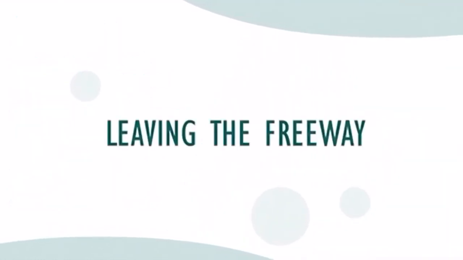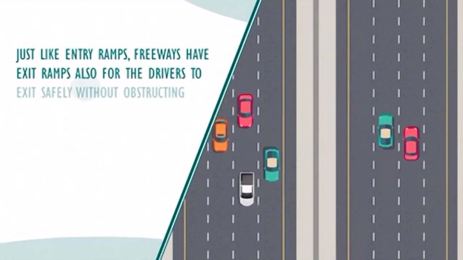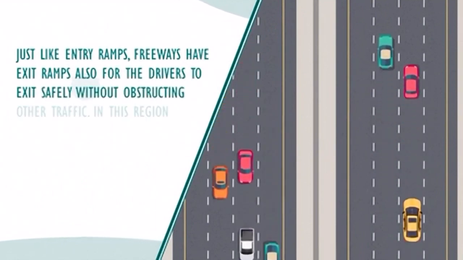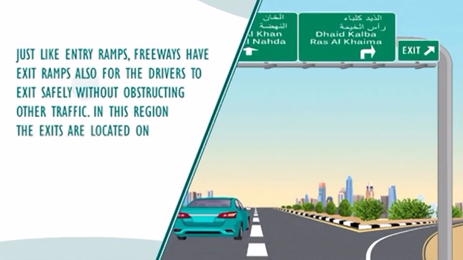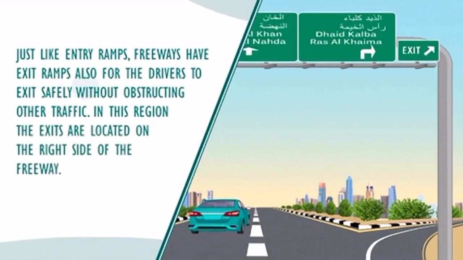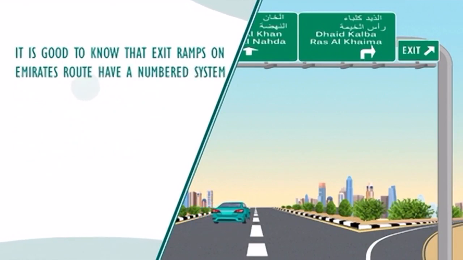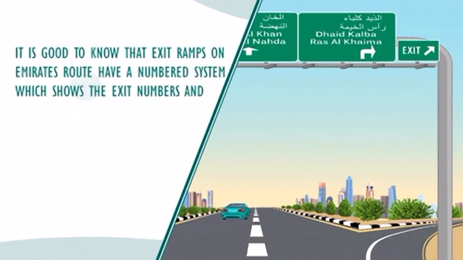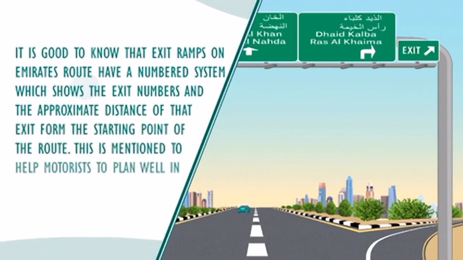Leaving the freeway. Just like entry ramps, freeways have exit ramps also for the drivers to exit safely without obstructing other traffic. In this region, the exits are located on the right side of the freeway. It is good to know that exit ramps on Emirates route have a numbered system, which shows the exit numbers and the approximate distance of that exit from the starting point of the route. This is mentioned to help motorists to plan well in advance.